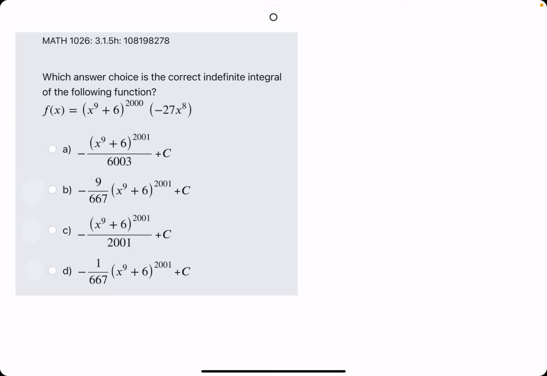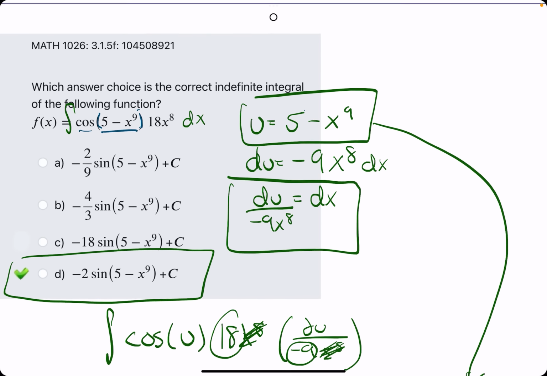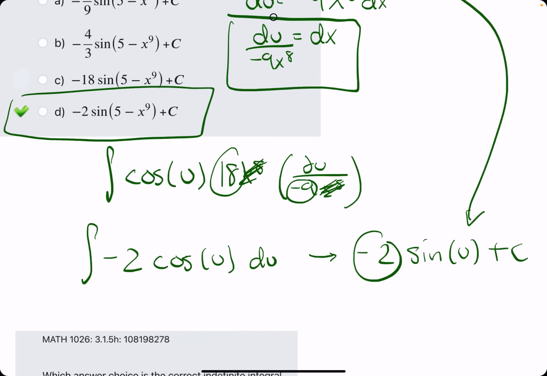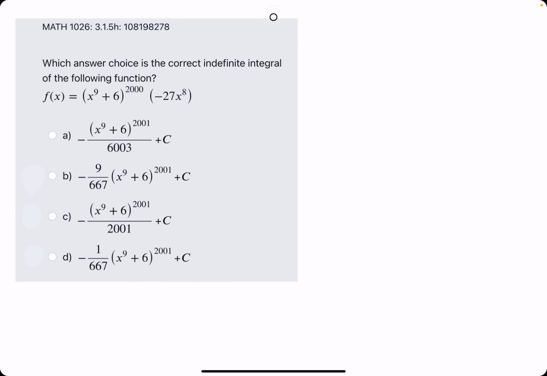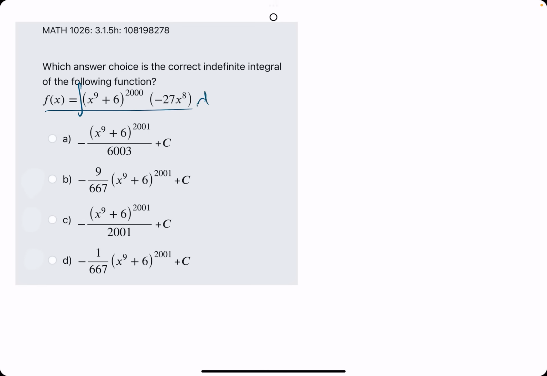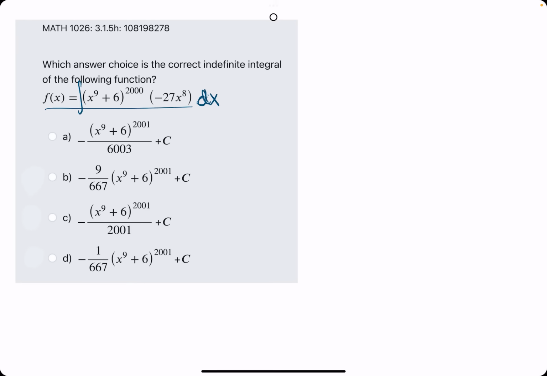Okie dokie. In this problem, we will be using the same method that we did in 315F. So I recommend maybe checking that video out first if you have not already done so. The idea in this problem is we are given a function and we want to find the indefinite integral of this function, and the method we will use is u-substitution.